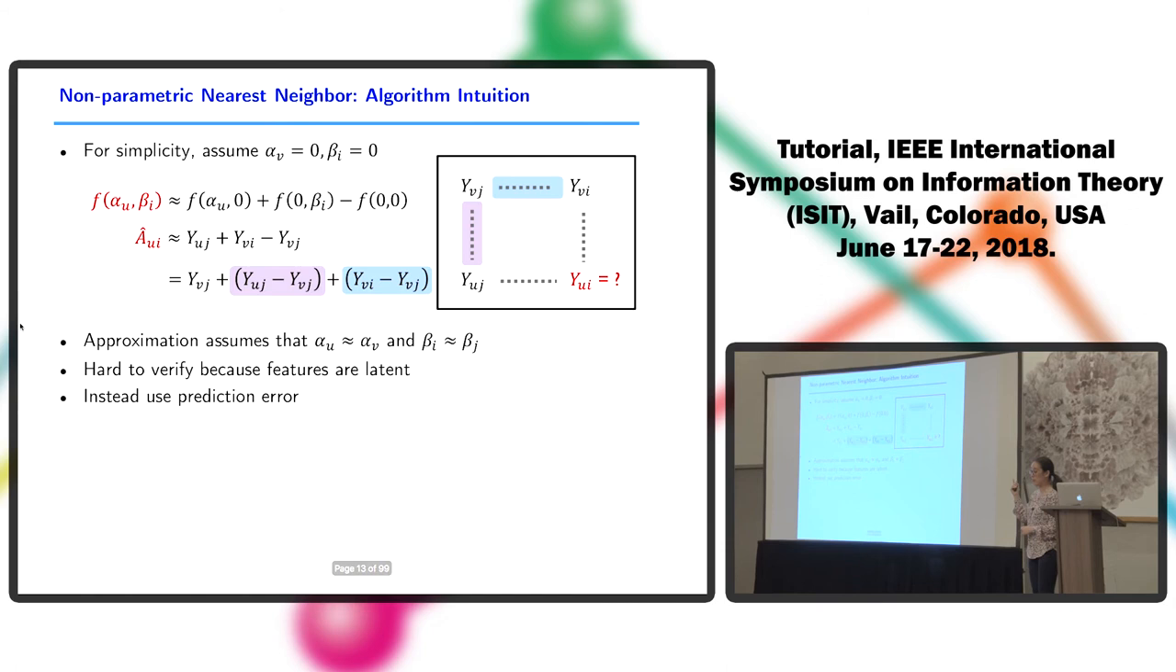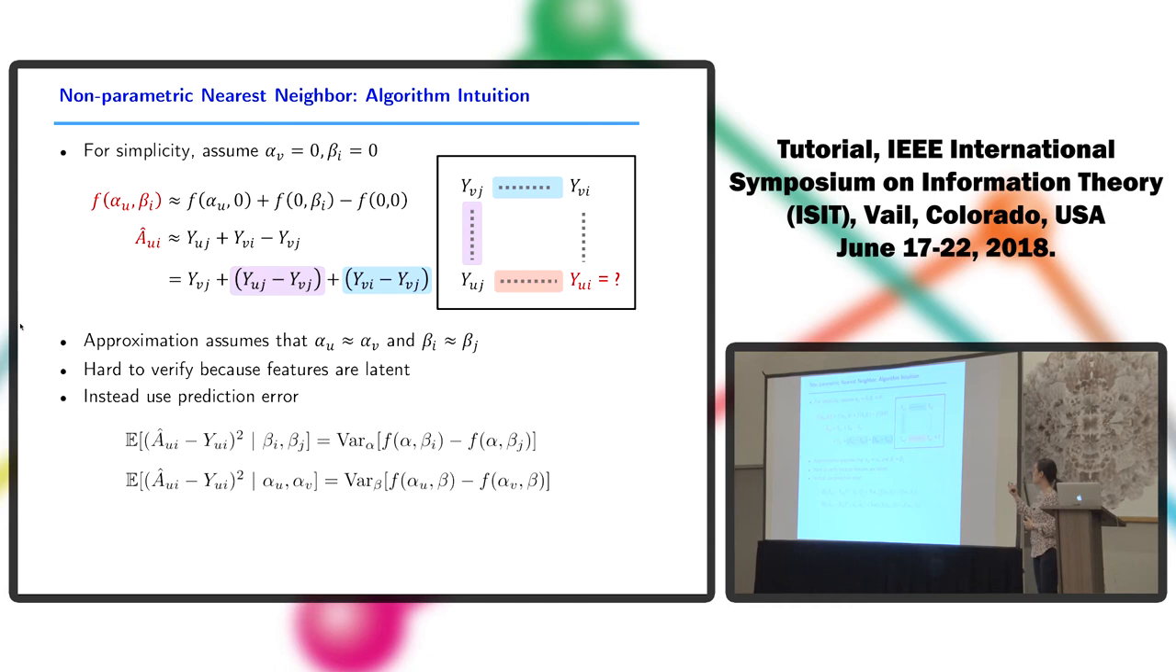So now the goal is to ask, can I tell if it's likely between two columns that all of the differences between these two columns across many rows are approximately the same? And in fact, that is captured by the variance of the difference between these two columns across all rows. So you can see that the expected squared error of this estimate A hat minus y_ui, our target value, conditioned on the column latent features betas, is equal to the variance over a randomly chosen row. And recall that for every row, these alpha parameters were sampled IID. So it's equal to the variance for a randomly sampled latent row feature alpha of the difference between the ratings of these two columns. Similarly, I can condition on the rows and say the error of this estimate conditioned on the rows is equal to the variance of the difference between these rows across all the columns.